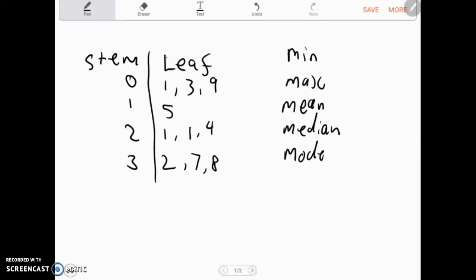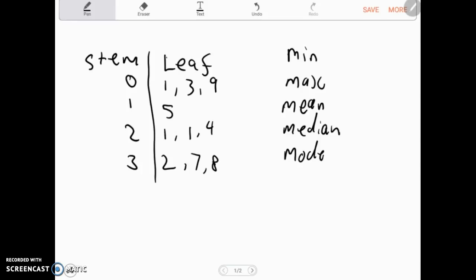Hi guys. So part of this topic we're going to be talking about stem and leaf plots, and a lot of people don't know how to read them, but they're really, really easy to read. We've previously talked about frequency tables. Frequency tables are really good at telling us how data is distributed, but we can't use any information on a frequency table to tell us the minimum, maximum, mean, median, or mode.